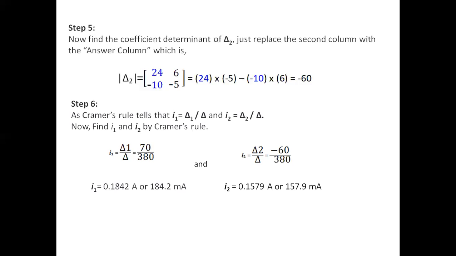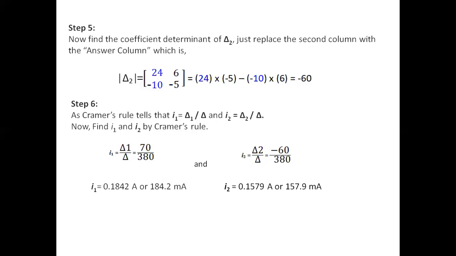So 0.157, why are you taking this one? That is I2, which means it is in the opposite direction. So the current value is negative, which shows that it is in the opposite direction. That is the meaning of that 157.9 milliamperes. In this way, we need to find the current values I1 and I2 for the given circuit with the help of Cramer's rule.